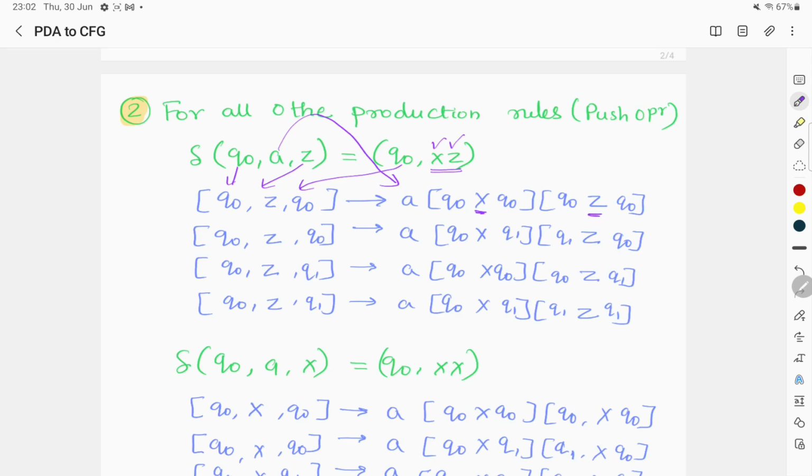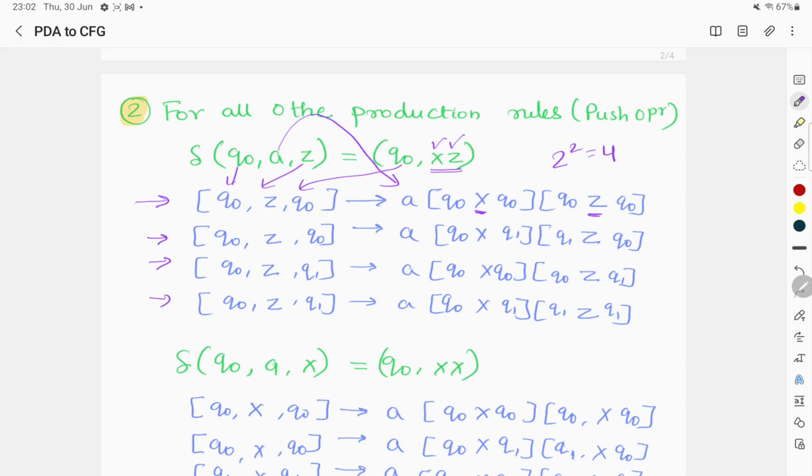Now this one particular production rule is not sufficient because I have a combination of two states, that is Q0 and Q1. Though there are two states, there will be 2 raised to 2, that is 4 particular combinations available. And that's why I am making 4 combinations over here, and that's why I am writing it 4 number of times, if you can see.